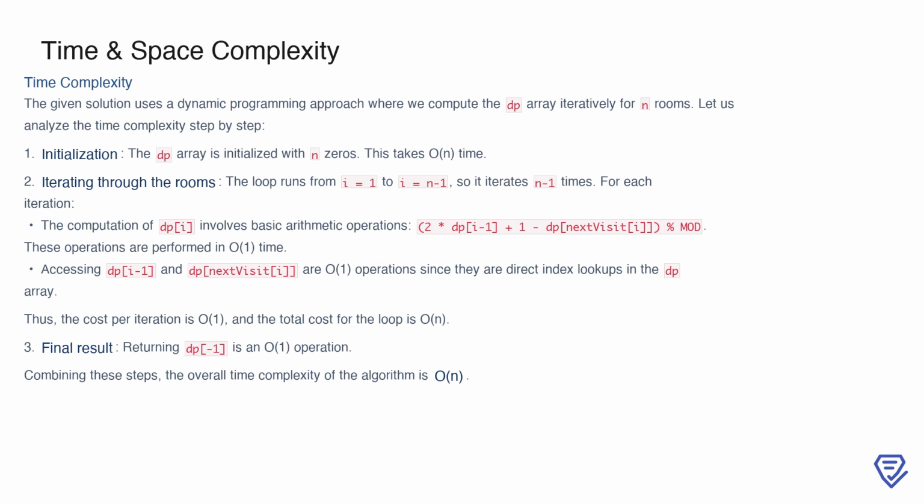During each iteration, the computation of DP[i] involves a few arithmetic operations, such as multiplying and subtracting values, and taking the modulus. These are all constant time operations, or O(1). Additionally, accessing values like DP[i-1] and DP[next_visit[i]] involves direct indexing, which is also O(1). Since each iteration of the loop is O(1), and we perform this n-1 times, the total cost for the loop is O(n). Finally, returning the result stored in DP[-1] is an O(1) operation. When we combine all these steps, the overall time complexity of the algorithm is O(n).